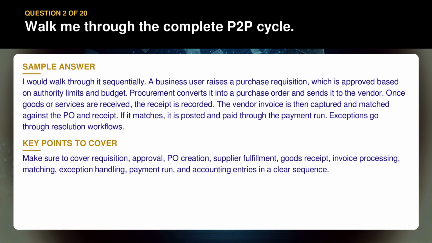Make sure to cover requisition, approval, PO creation, supplier fulfillment, goods receipt, invoice processing, matching, exception handling, payment run, and accounting entries in a clear sequence.